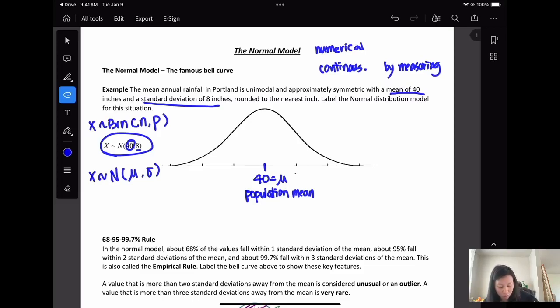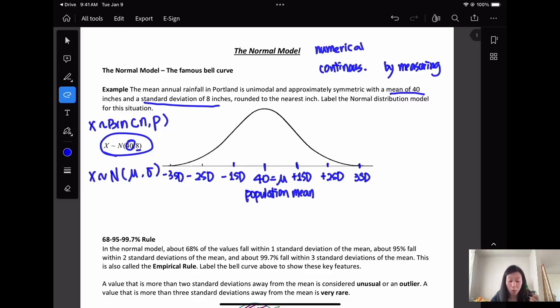For example, the first mark here is 1 standard deviation away from the mean. We add 1 standard deviation, this one is 2 standard deviations away, and this one is 3 standard deviations away. To the left, from the mean we subtract 1 standard deviation, subtract 2 standard deviations, and subtract 3 standard deviations.